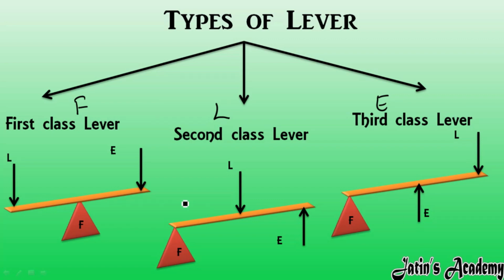This rigid rod will be the same in all three classes of lever, but only the arrangement of fulcrum, load and effort is different. Fine. So the Flea formula you have to learn. Flea: in first class the fulcrum is in the center, in second class the load is there, and in third class the effort is there in the center. Now what about the other two ends?